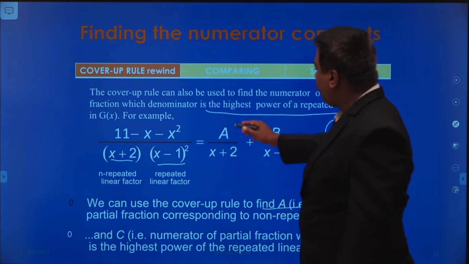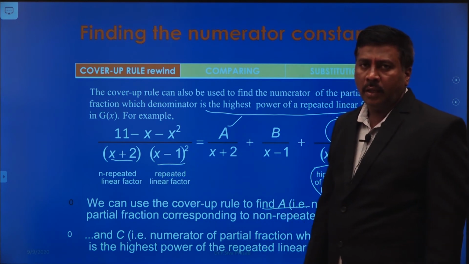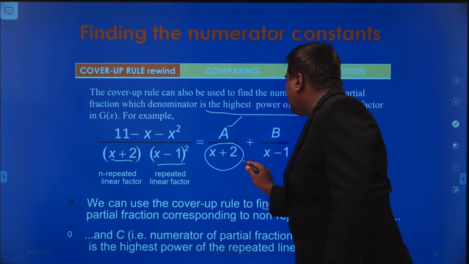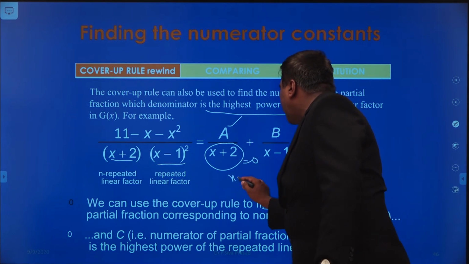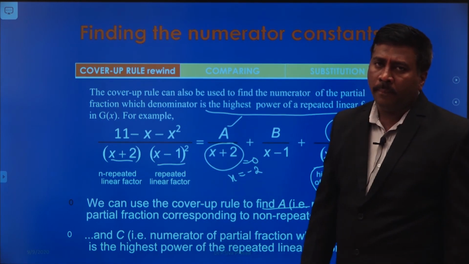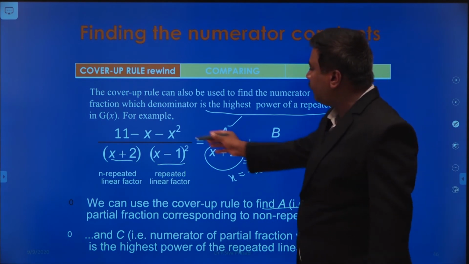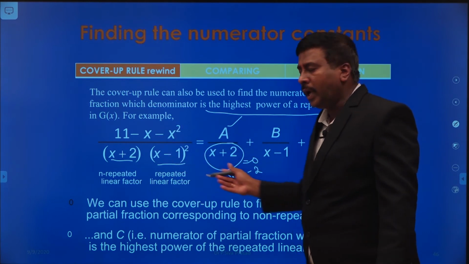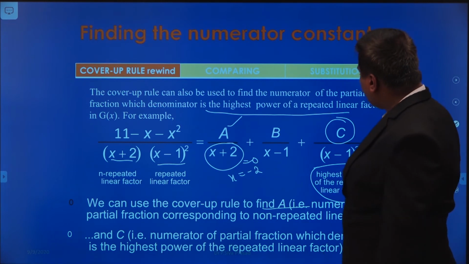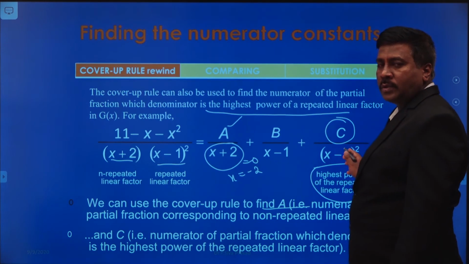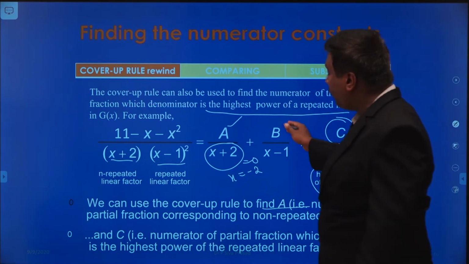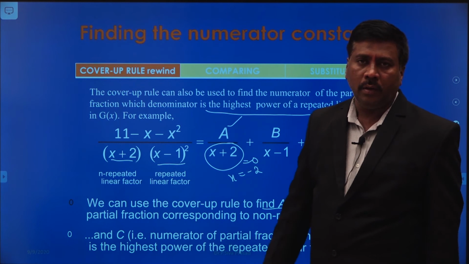So we have to find the value for A simply by using logic. Substitute x plus 2 equal to 0, then automatically we will get x equal to minus 2. If you substitute x equal to minus 2, then automatically we will get the value for A. Similarly, if you substitute x equal to 1, which is the repeated linear factor, then only you will get the value for C, not for B. Here B is not obtained.